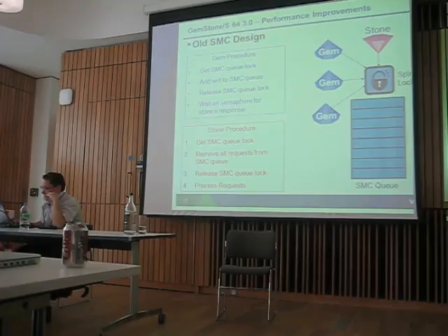The SMCQ is a memory queue used by the VMs, the gems, to talk to the stone process. And in the old scheme of things, there was a lock that protected that queue. So to talk to the stone, you had to get the lock, add yourself to the queue, and then release the lock. And if somebody else wanted to do the same thing at the same time, you had to wait. Now, the lock was written in assembler, so it was quite fast, but it's still serialized at the end of the day.